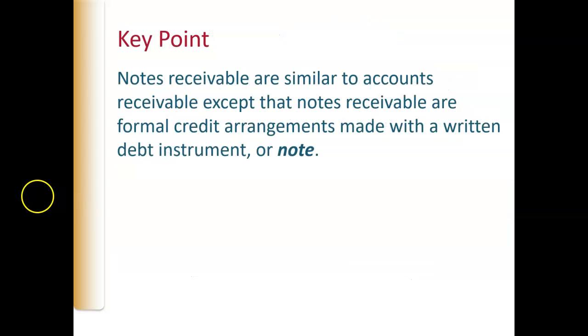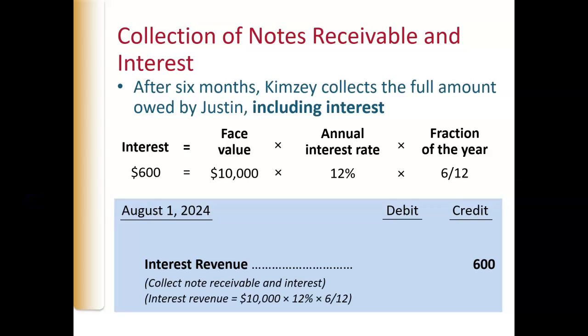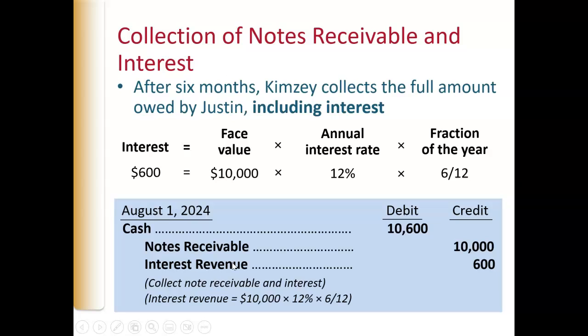Notes are similar to accounts receivable, except oftentimes they have interest attached. In 6 months, it's at that time we will show our interest revenue, the note we received, and the pure cash. Okay? The full amount of cash. Okay? Remember, we calculate interest based on an annual interest rate. In this case, the annual interest rate is 12% or 1% a month.